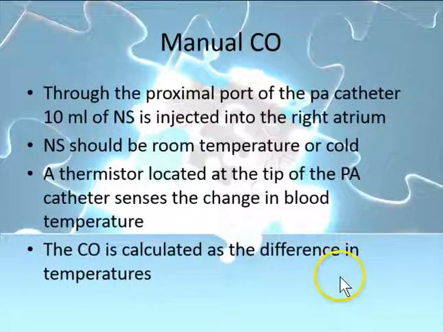So again, you're going to use the proximal port of the PA catheter, the blue line. You're going to use 10 milliliters of normal saline, and that will inject it into the right atrium. The normal saline should either be room temperature or cold. Back in the day, they used to keep the saline in an ice bucket, but we just make it room temperature. A thermistor located at the tip of the PA catheter senses the change in the blood temperature, and so the cardiac output is calculated as the difference in these temperatures.